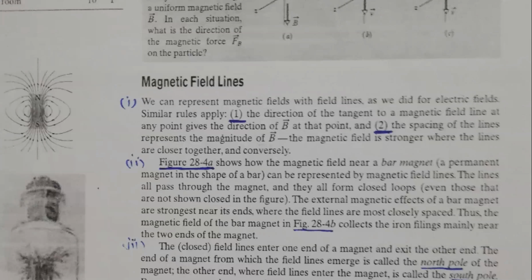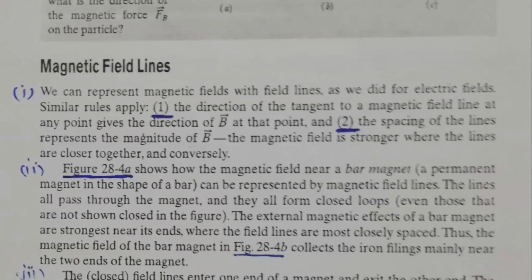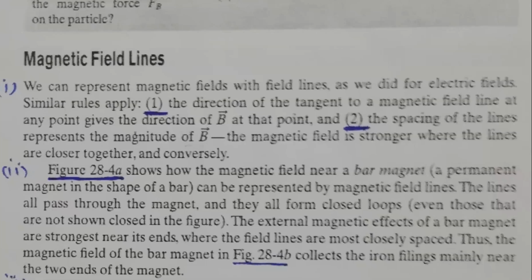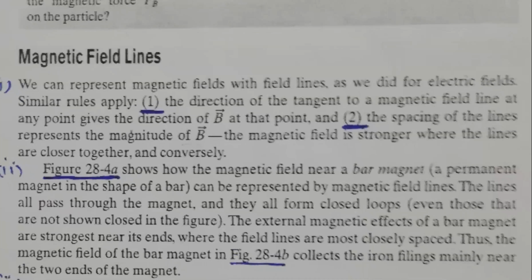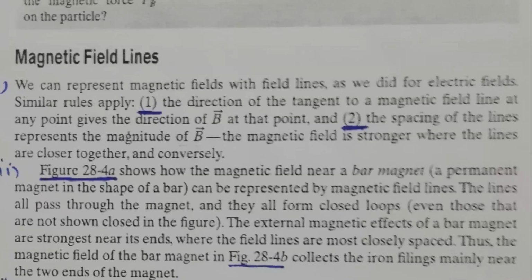The direction, it gives us the direction and the magnitude of the magnetic field. And the direction of the magnetic field at any point is always tangent to the magnetic field line, and the spacing of the lines will give you the magnitude. You know this. If the number of lines per unit area is more, then the magnetic field is more.